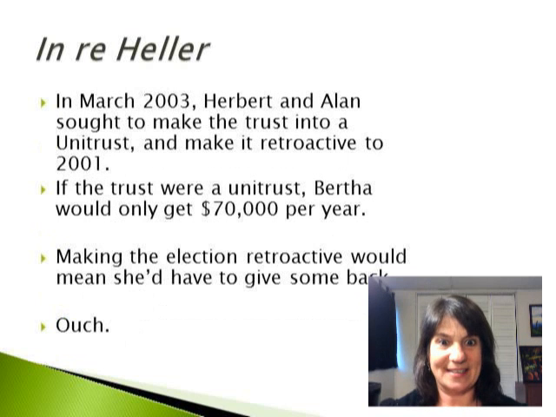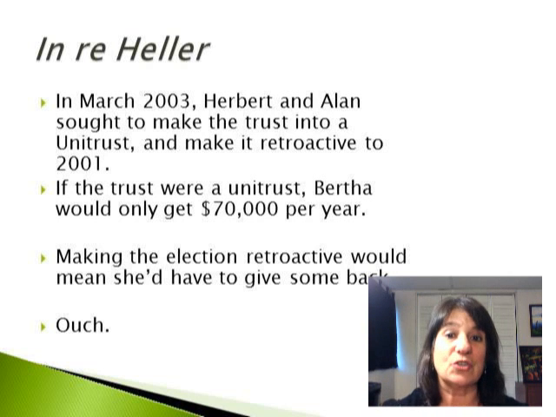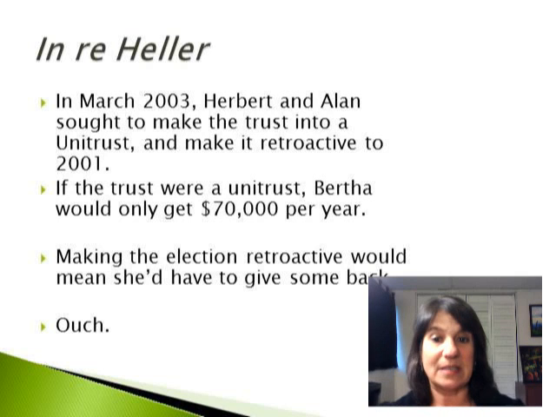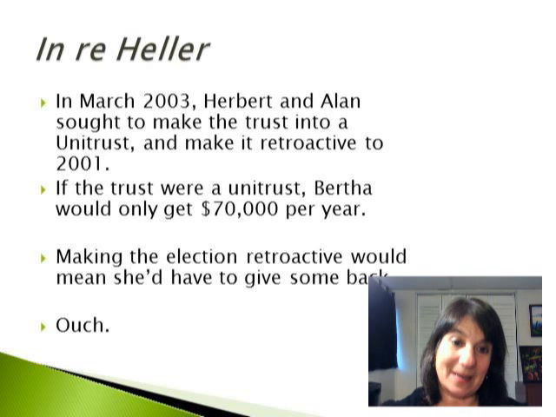Well, in March 2003, Herbert and Alan said, hey, we should make this into one of those new unitrust things. And we should make that retroactive to 2001. That was as far back as you could go. Actually, they did this. And that meant that Bertha now only gets about $70,000 per year, 4% of the trust assets. Now, little sidebar. If you set up a unitrust, you can use any percentage you want. This is the default value in this statute. What does that mean? It means she's going to have to give some money back.